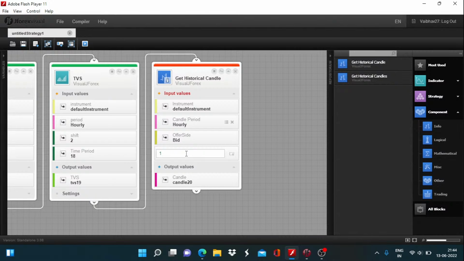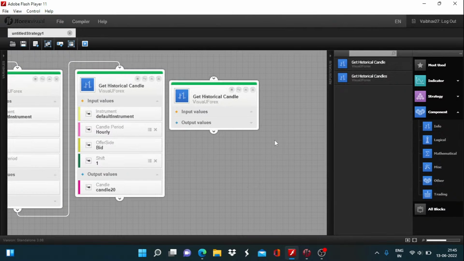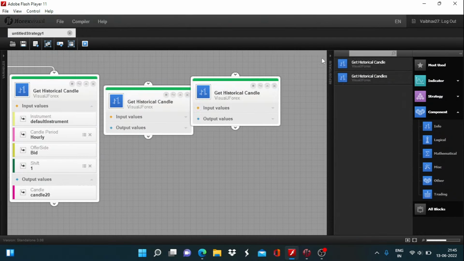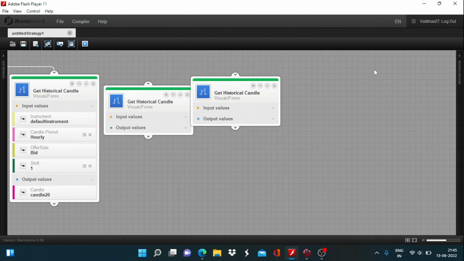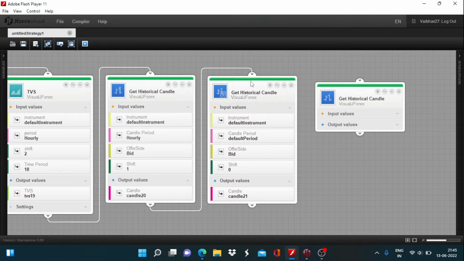Alright, and then as usual we also consider the 10-second price data to look for the exact entry point for the execution of the trade. So again I'm going to add 2 of these get historical candle blocks with the time period of 10 seconds each with the look back period of 1 and 2 respectively.